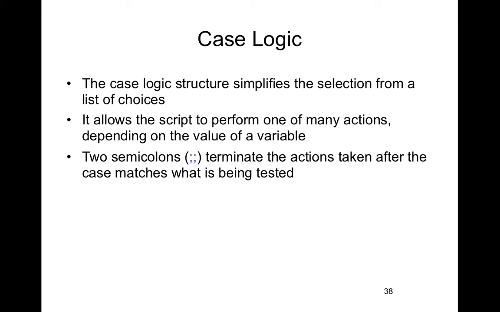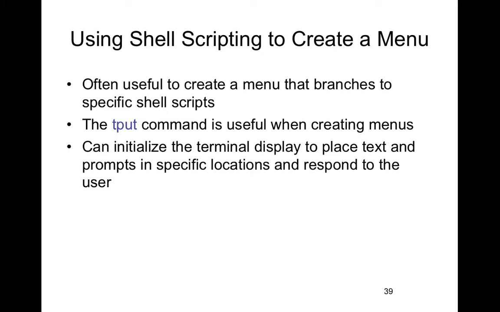And then the case logic. The case logic is when the selection is from a list of choices, case A, B, or C, or 1, 2, or 3, or something. It allows the script to perform one or many actions depending upon the value of the variables. The two semicolons terminate the action after the cases have been tested. So you put two semicolons at the end.